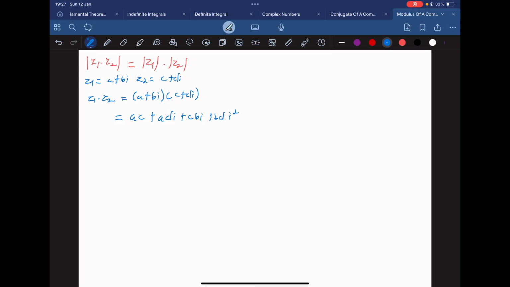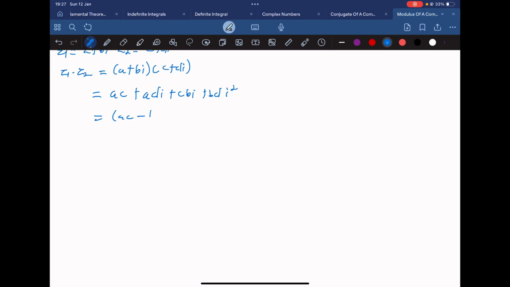bdi squared. And remember, i squared is negative 1, so this changes to minus bd. So the real part is just ac minus bd, and the imaginary part, we are going to have ad plus bc. I hope this helps.